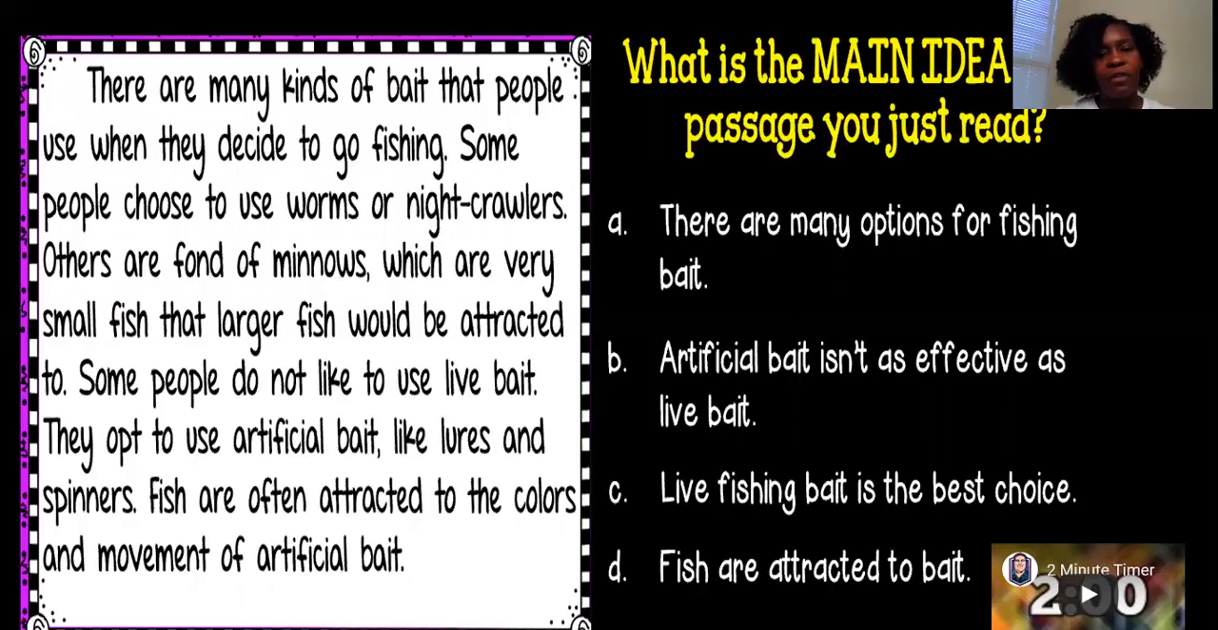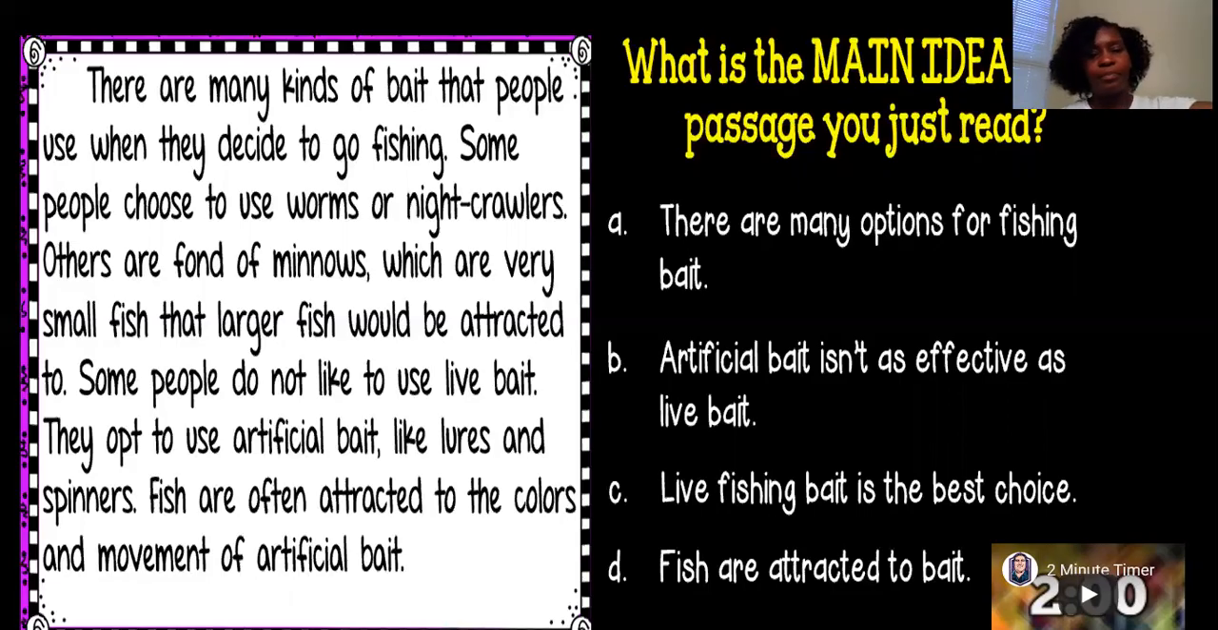B, artificial bait isn't as effective as live bait. Now, was it all about that? The answer would be no, because it didn't really give us any information to talk about why artificial bait is not as effective as live bait. So I'm going to eliminate B.